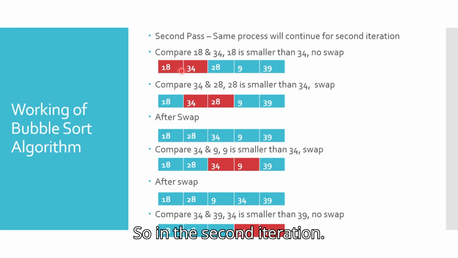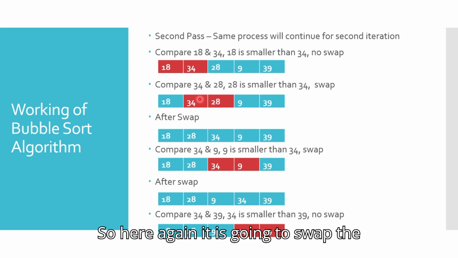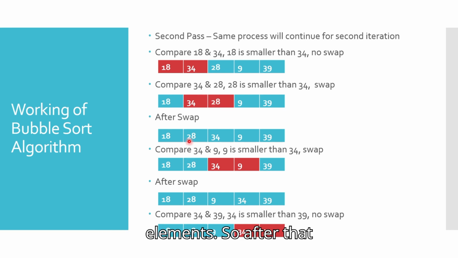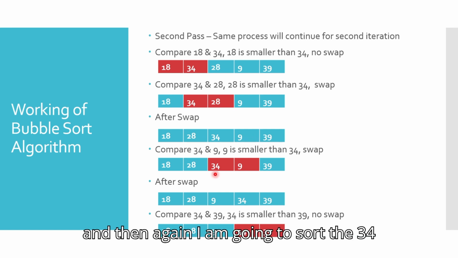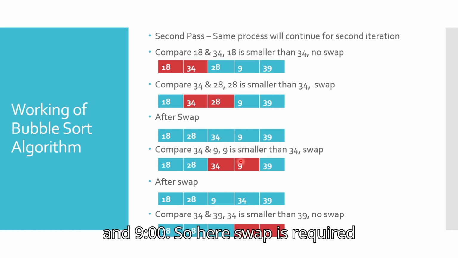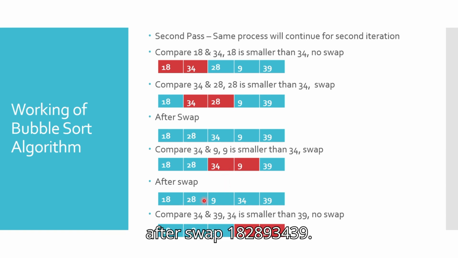In the second iteration, we have 18, 28, 34, 9, 39. Here I compare 34 and 28. Again it is going to swap the elements. So after that, 18, 28, 34, 9 and 39. Then I compare 34 and 9. Here a swap is required. After the swap, 18, 28, 9, 34, 39. Then 34 and 39, which are already sorted, so no need to swap.